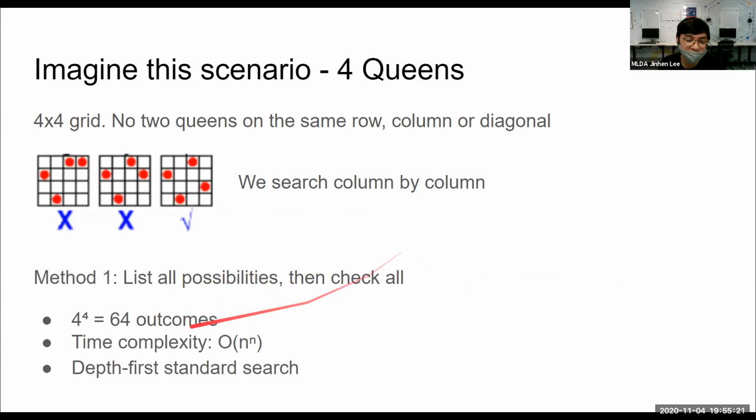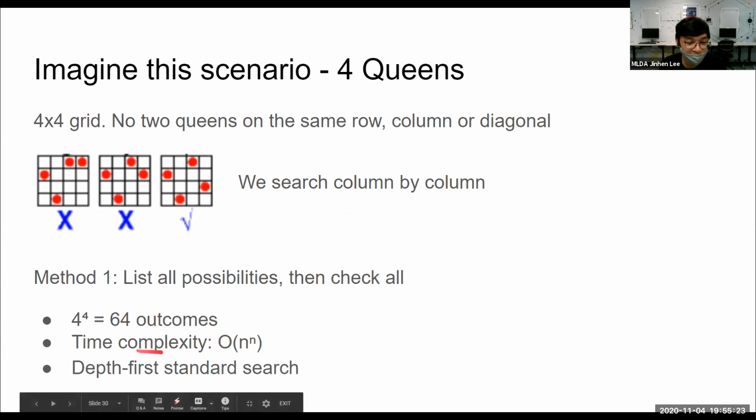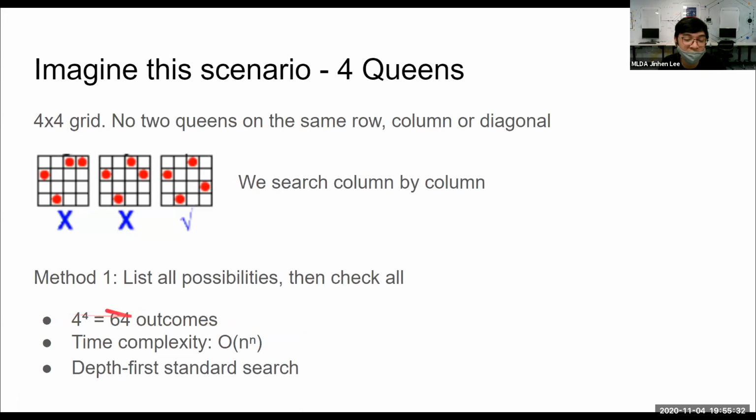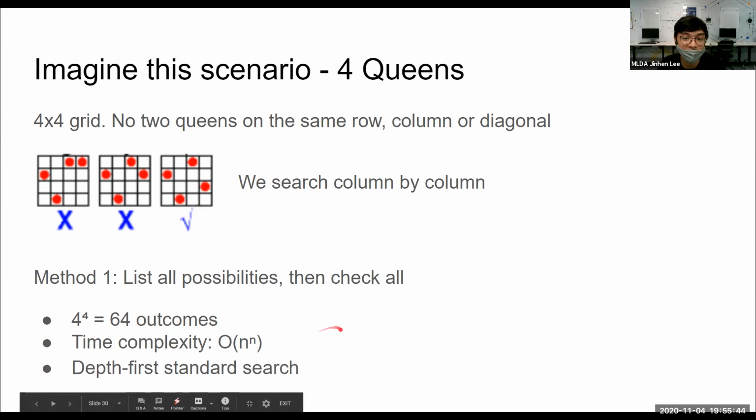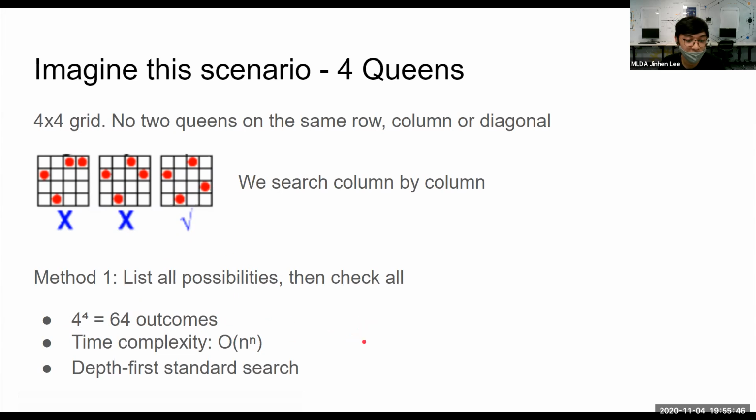But as you can see, this space complexity and time complexity is big O notation of n to the power n. So for our case, 4 to the power 4 is only 64. It's still manageable. But let's say we have a grid of 10 by 10. That's 10 to the power of 10. So 1 with 10 zeros already. So it increased so much because the n to the power of n is a very big exponential function. So this method is not really good. So maybe we try a different method.